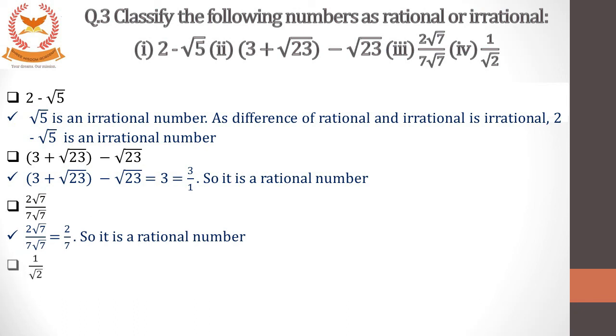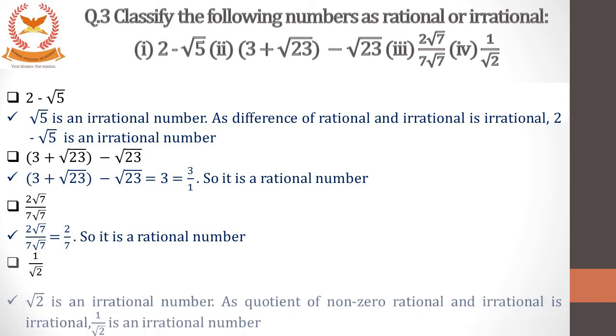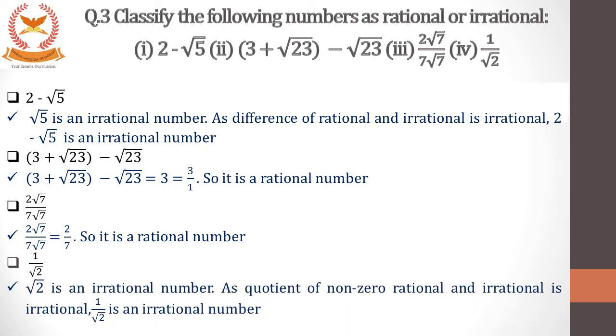Next, 1/√2. Now 1 is a rational number and √2 is an irrational number, and we know that if we divide rational by irrational, the answer will be irrational. Correct, as we know that the quotient of non-zero rational number and an irrational number is always an irrational number. We say that 1/√2 is an irrational number. समझ में आ गया है? इजी क्वेश्चन है ये तीनों भी.